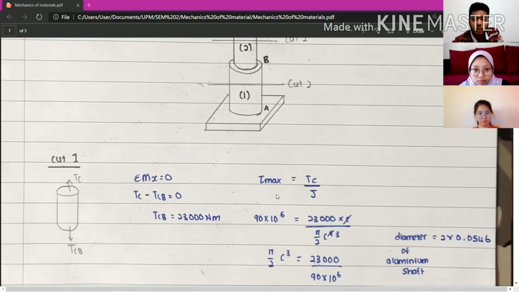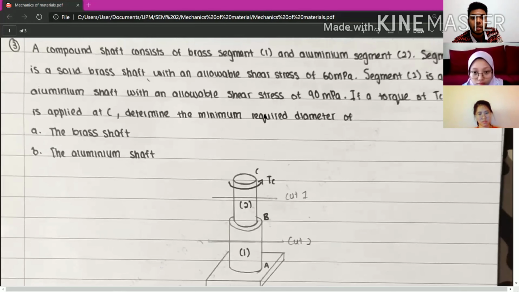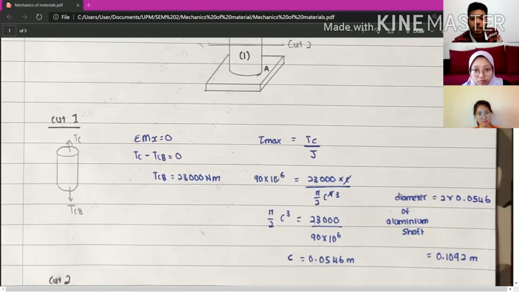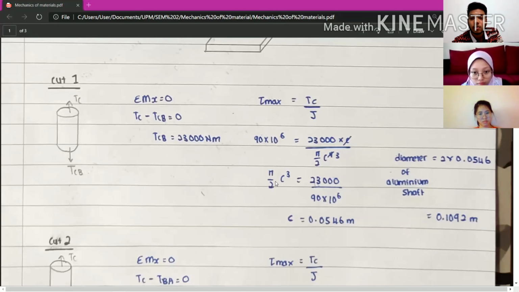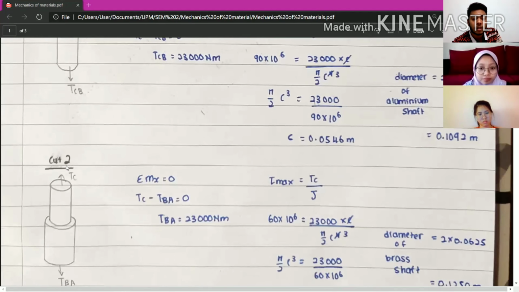meter. By using the torsion equation, you're able to find the radius of the aluminum shaft. Make sure you use the right maximum shear stress because they are given two different maximum shear stresses according to the type of shaft. For the aluminum shaft, they give 90,000 megapascal. So later you will get the radius 0.0546 meter. By substituting the value and calculating, you're able to get this value. From here, you have to times 2 with the value to get the diameter of the aluminum shaft, which is 0.1092 meter.